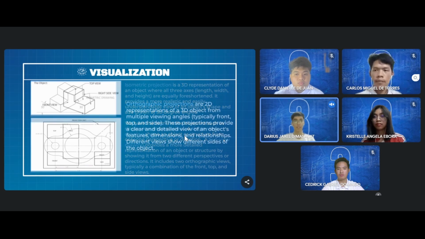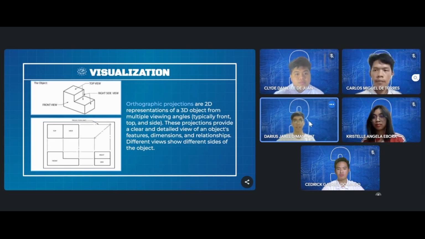Another type of projection is orthographic projection. This is like taking pictures of a 3D object from different angles, usually front, top, and side, to make one 2D drawing. This picture shows all the details, sizes, and how the parts fit together. Each picture shows a different side of the object. So when we see the figure using orthographic projection, it would appear like this.